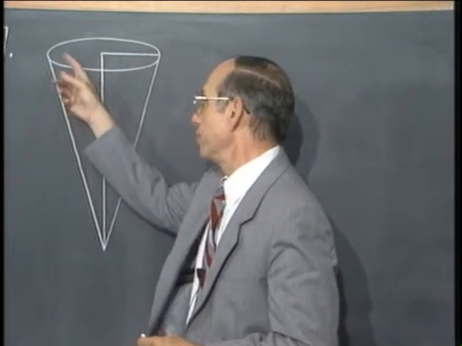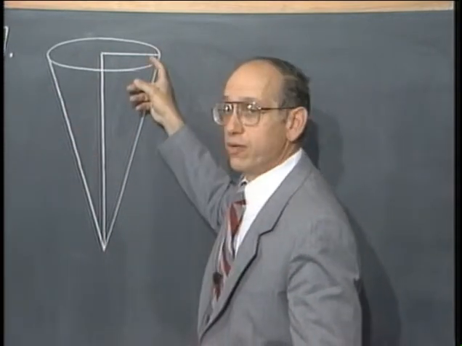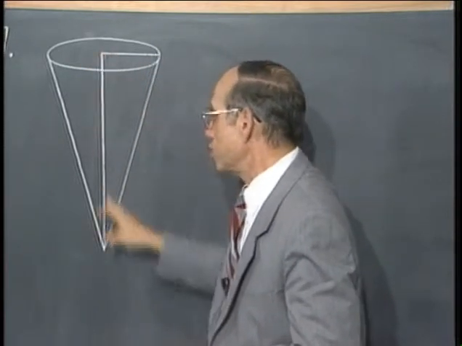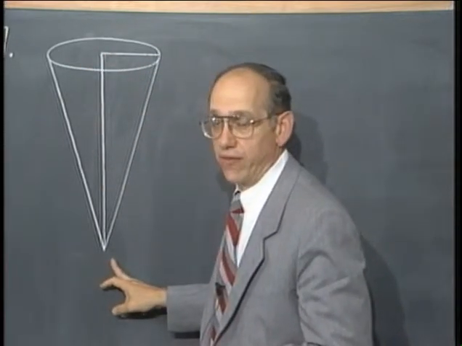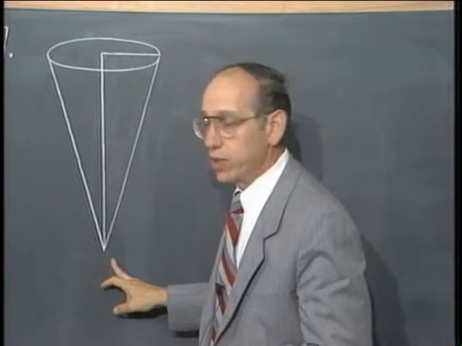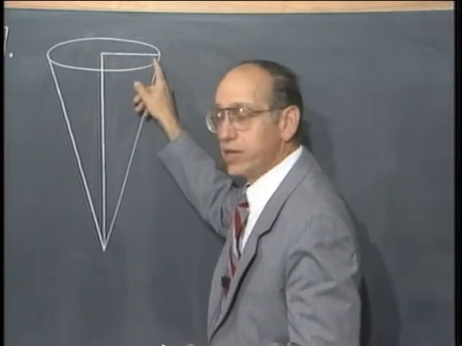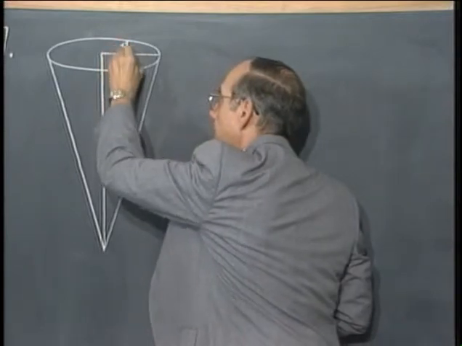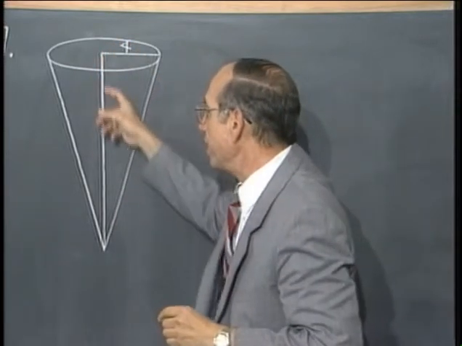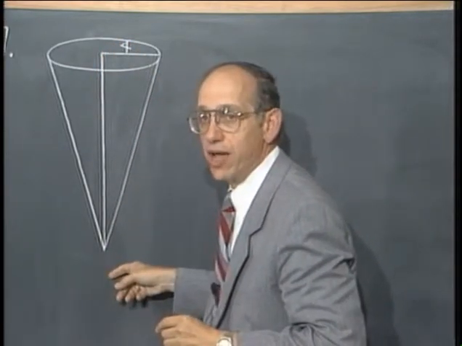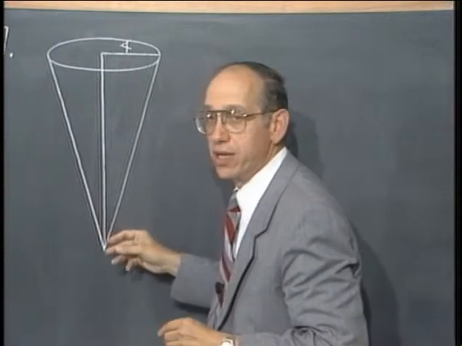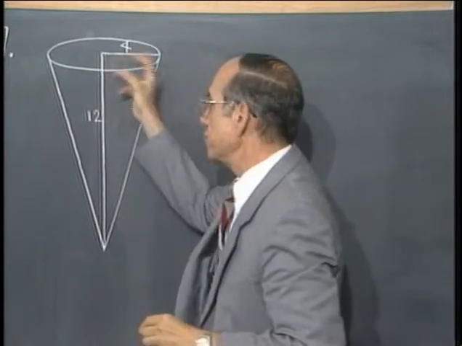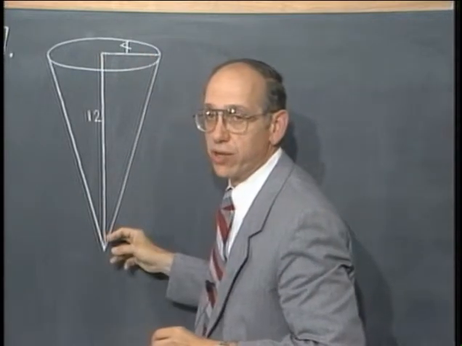Now, let's take a look at the conical reservoir. This is a cone which represents our reservoir. Here's a little cross-section of the cone which we're going to have to use, and let's see what we're told. The radius of the top, this distance, is 4 feet. The height, or the entire depth of this cone from top to bottom, is 12 feet. So this distance is 4, this distance is 12.